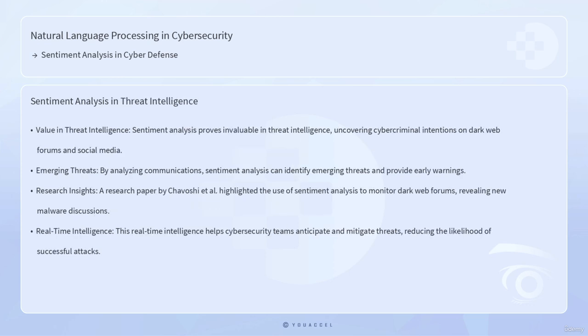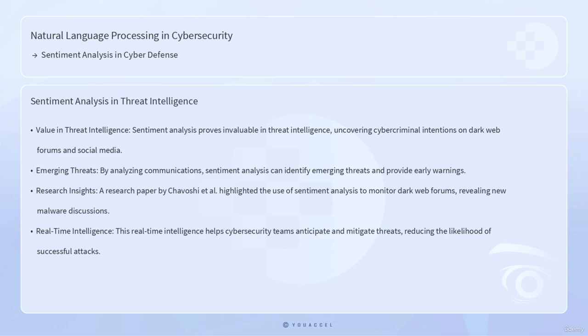Moreover, sentiment analysis proves invaluable in threat intelligence. Cybercriminals often communicate their intentions and share information about vulnerabilities on dark web forums and social media platforms. By analyzing these communications, sentiment analysis can identify emerging threats and provide early warnings.